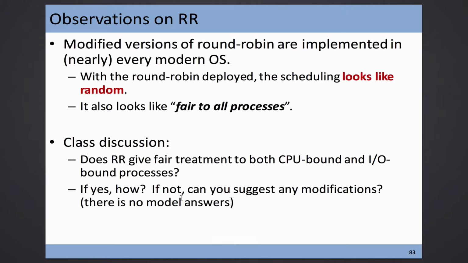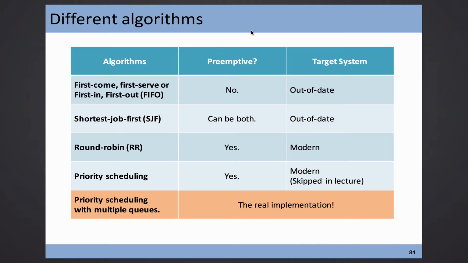So let's take a break, and I'll find that figure for you. I should have downloaded this. It can be explained together with the multiple queue priority scheduling. Okay, so we will make it together.